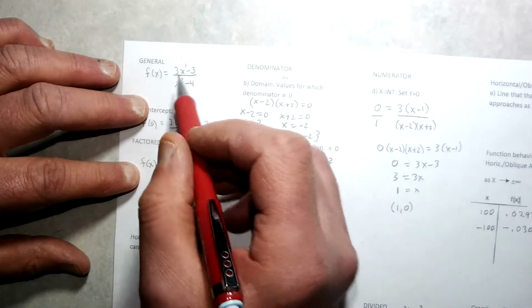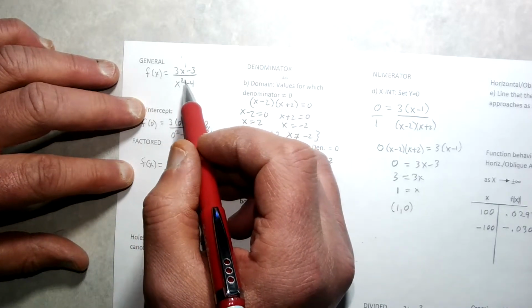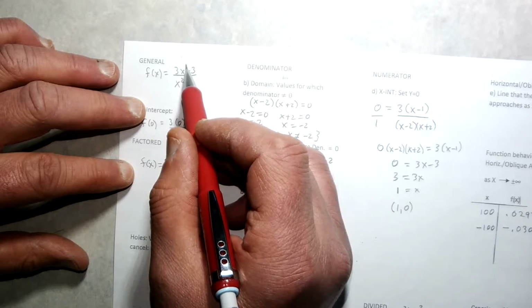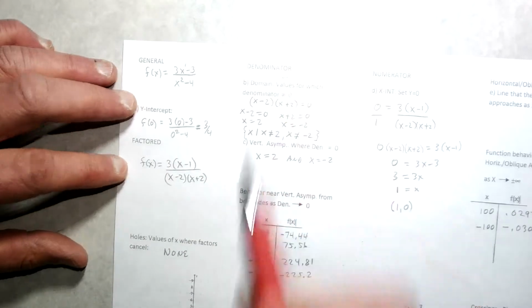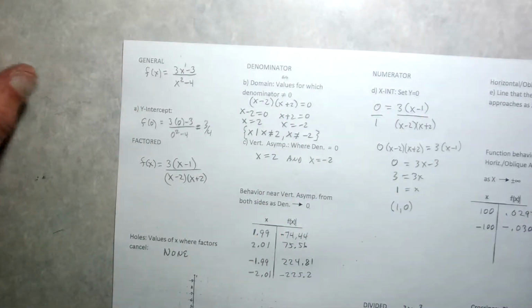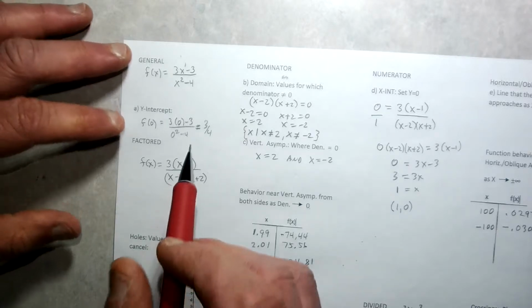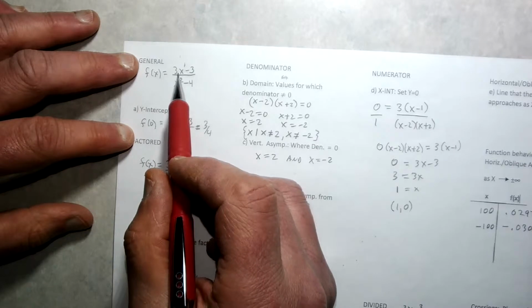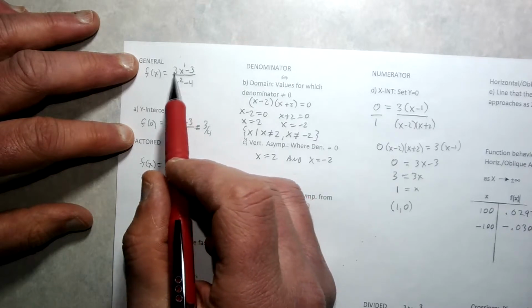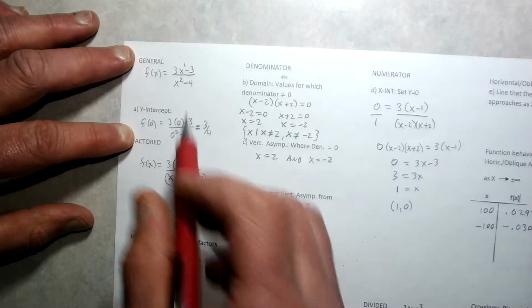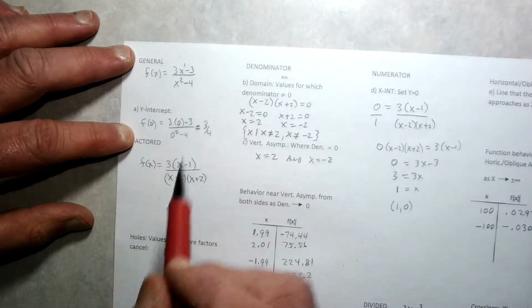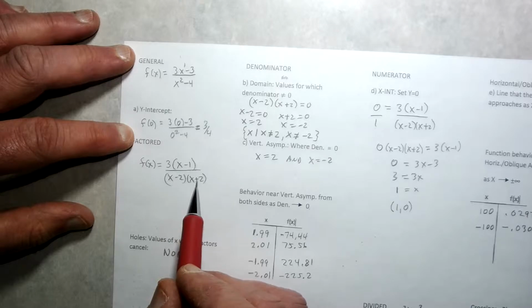And in this case, a proper rational function is where the power on the top is smaller than the highest degree power on the bottom. Okay, so we're going to look at both the vertical and the horizontal asymptotes and how we find them. So we're going to go ahead and factor this, which isn't too difficult. We'd factor the top. There's a greatest common factor of 3, so that would come out as 3 times x minus 1. The bottom is the difference of squares, so that factors into x minus 2 times x plus 2.